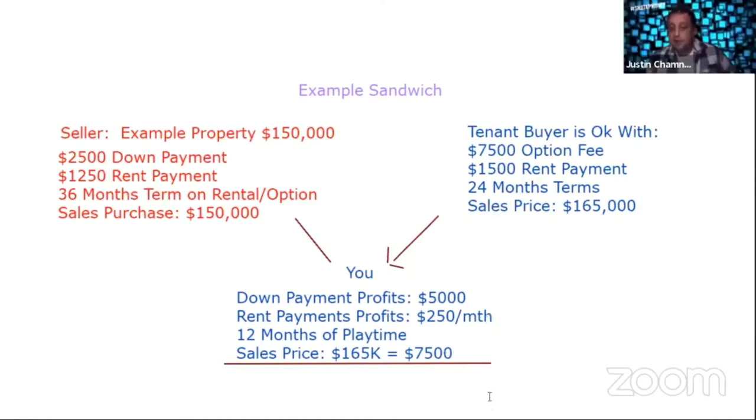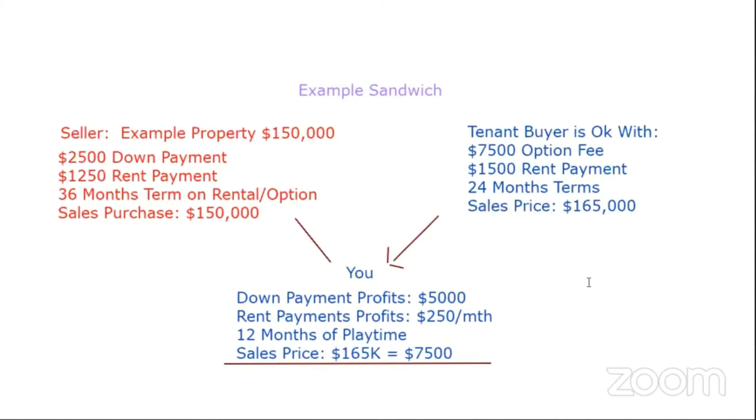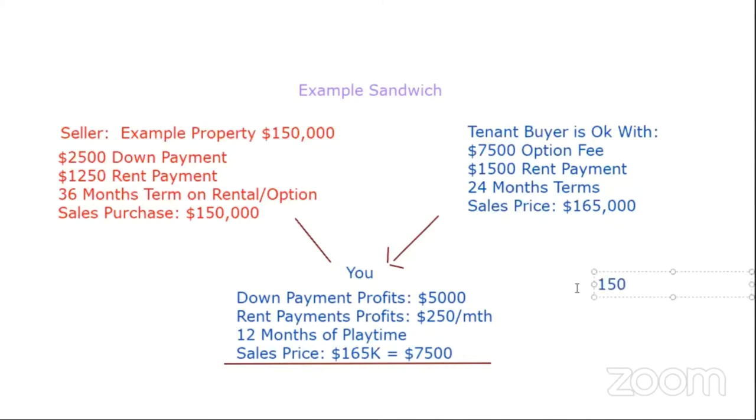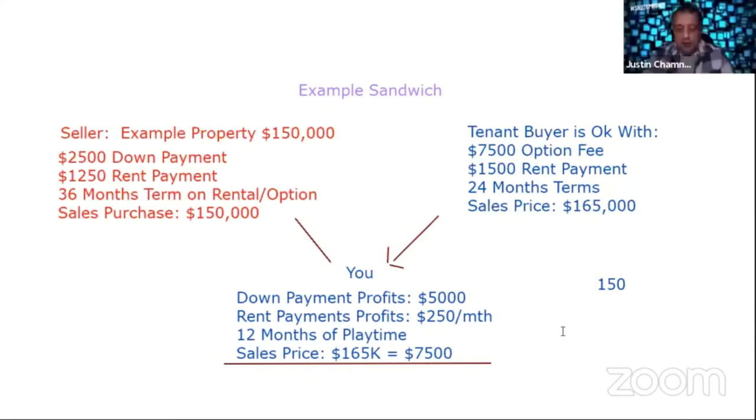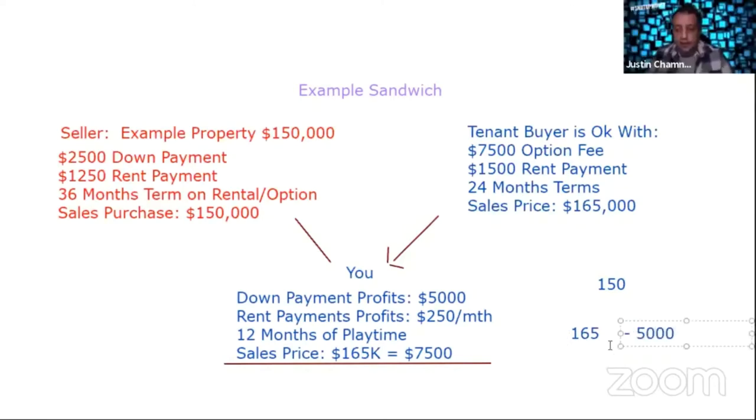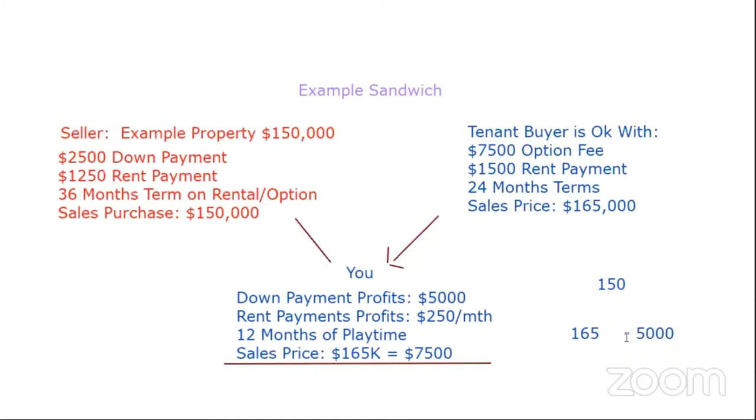Let's think about this. If the sales price that I owe the homeowner is $150,000, and you're selling it for $165,000, and I'm getting that from the tenant buyer, right? And then I forgot about your down payment that you already took. They're giving $5,000, right? So I'm just being greedy, that's all.